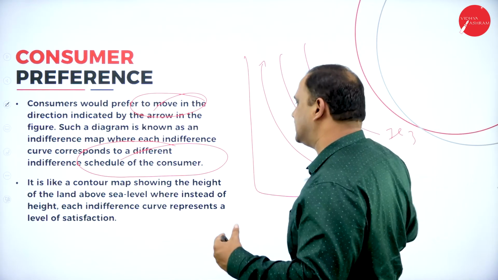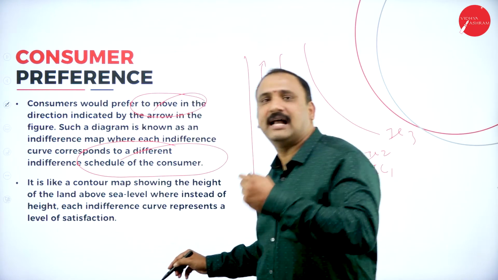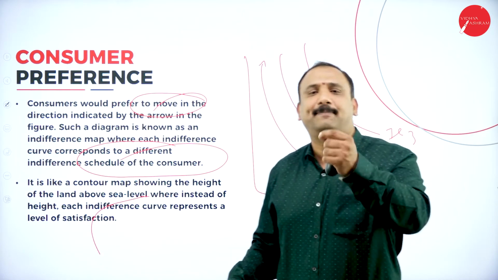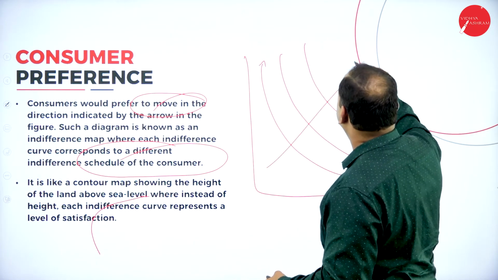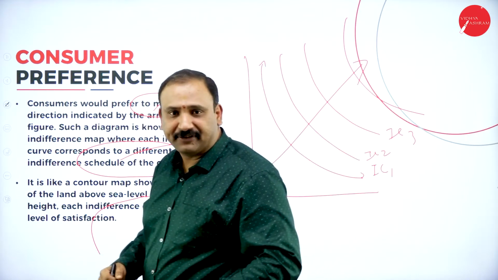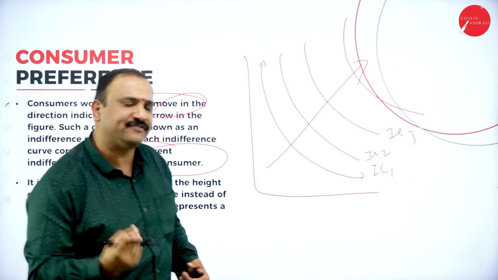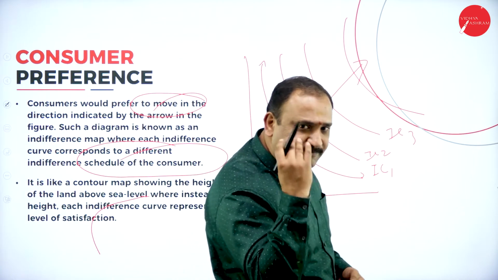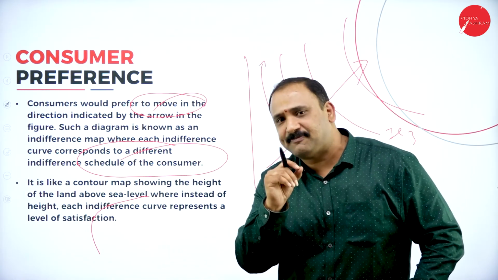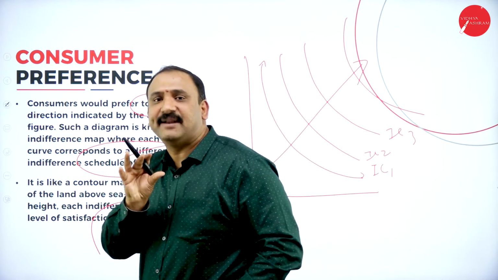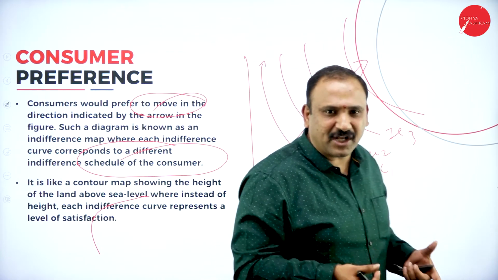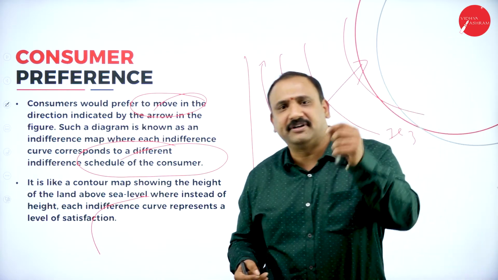Of course, yes, you will see a contour map showing the height of the land above sea level, where instead of height, each indifference curve represents the level of satisfaction. So suppose I get a still higher indifference curve, that shows a higher level of satisfaction. Now, satisfaction, leaving economics apart for a while, is an intangible factor. It can be experienced, it can be felt, but it cannot be counted, it cannot be touched, it cannot be written in numbers.